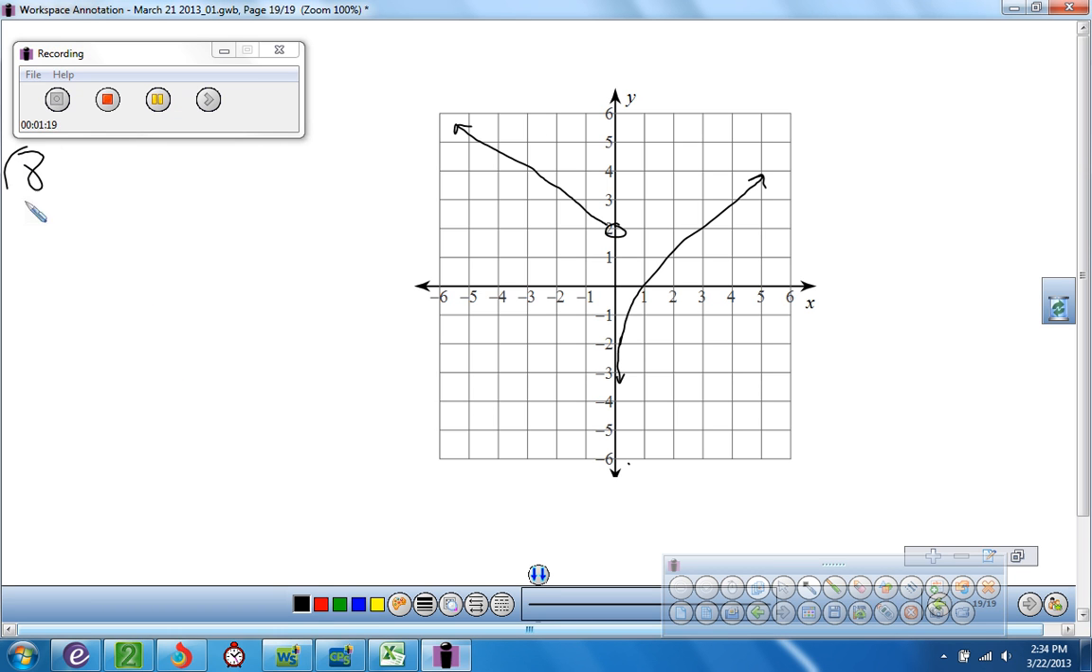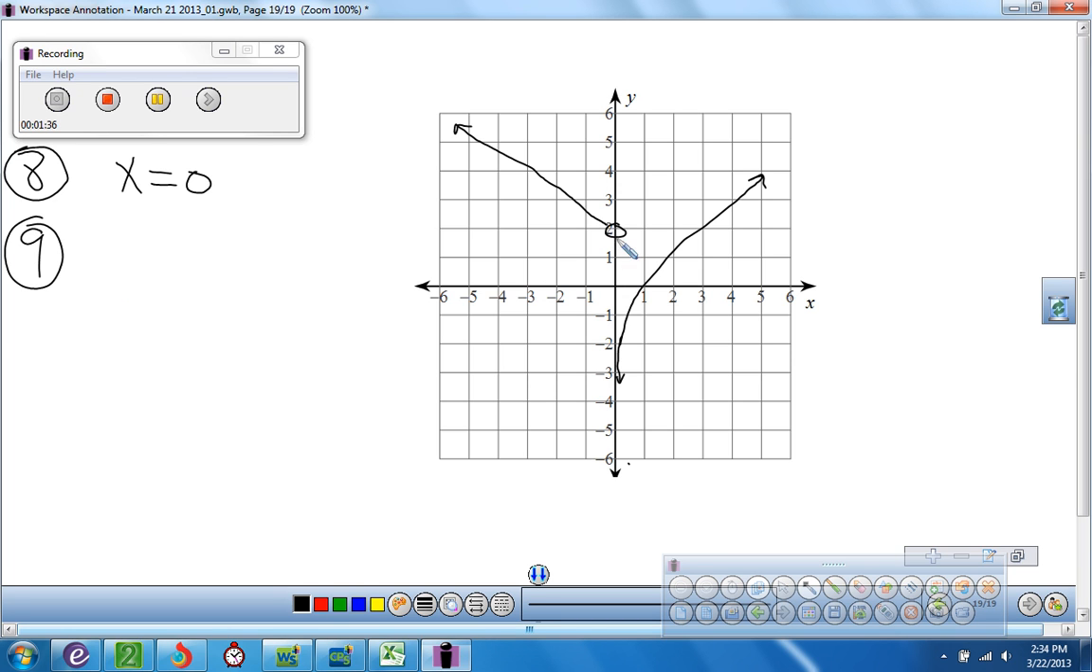Alright, let's look at question 8 here. It says this graph is piecewise, is there a point of discontinuity? Yes. When x is 0, this graph jumps from here to here. So x equals 0.